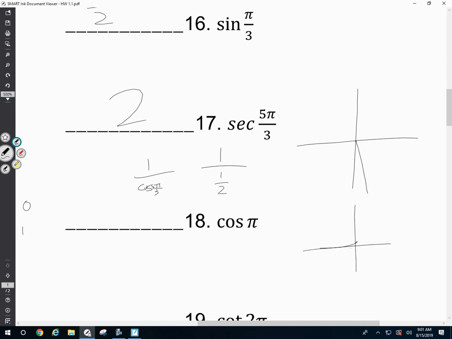Cosine of pi, pi is over here. If you think about a unit circle, to get over here, we have a horizontal distance of -1, since I'm going to the left. I do not have any vertical distance. I'm not going up or down. Cosine being the adjacent or the horizontal distance, the horizontal distance to get over there is -1.